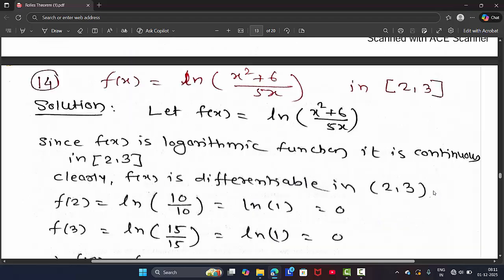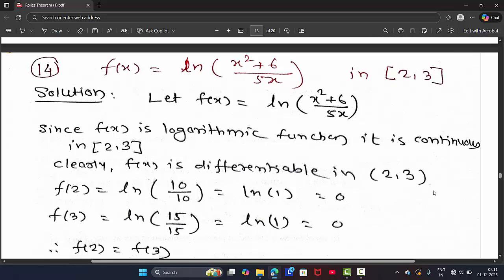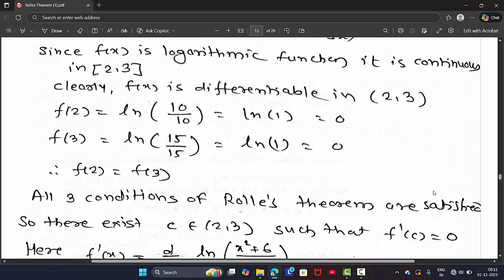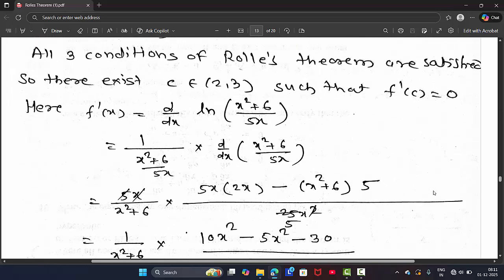14th problem. Verify Rolle's theorem for fx equal to log of x square plus 6 divided by 5x in closed interval 2 3. Since fx is logarithm function, it is continuous in 2 3. Fx is also differentiable in open interval 2 3. F of 2 equal to log of 10 by 10 equal to log of 1 equal to 0. F of 3 equal to log of 15 by 15 equal to log of 1 equal to 0. And hence f of 2 equal to f of 3. Thus all the three conditions of Rolle's theorem are satisfied.